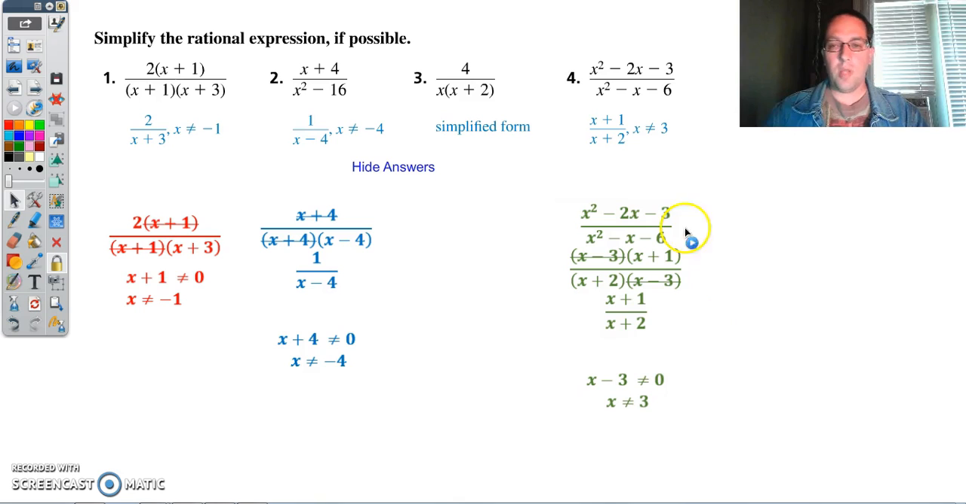All right? And that is simplifying rational expressions. That's all there is to it, really. I hope that helped. The important thing is to make sure that you put these exclusions on there. Whatever you factor out, you have to account for that by saying that it cannot equal 0.